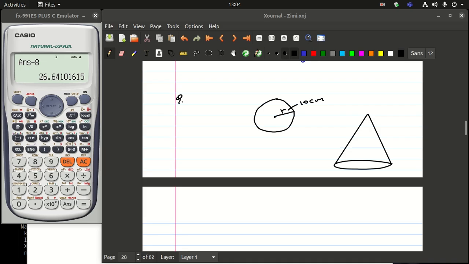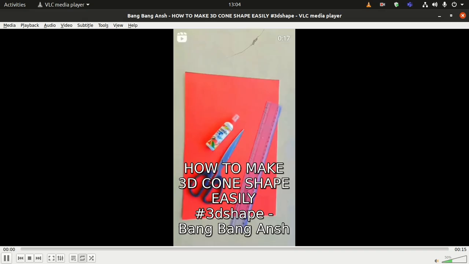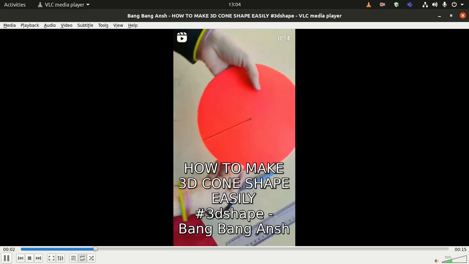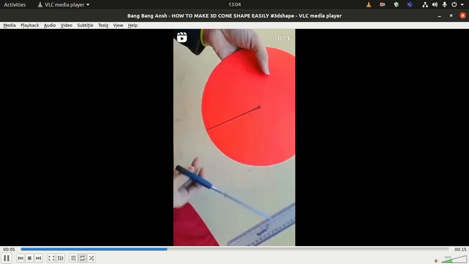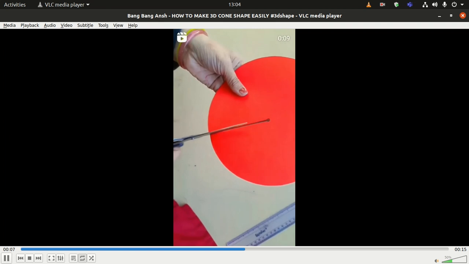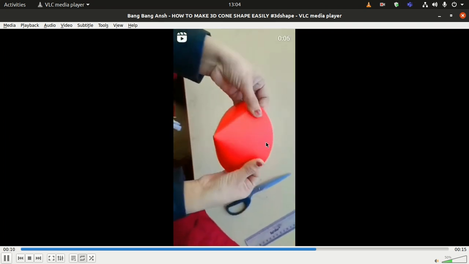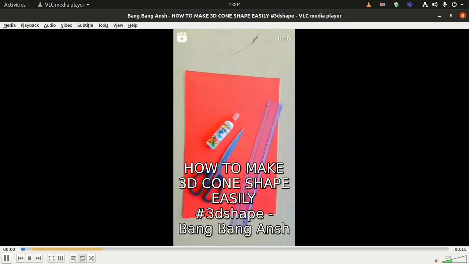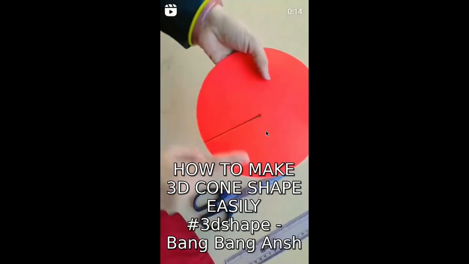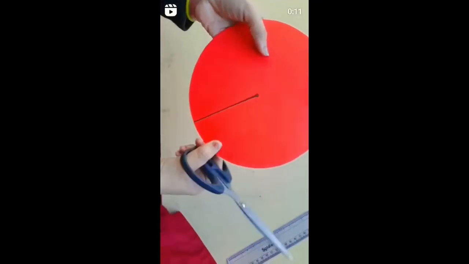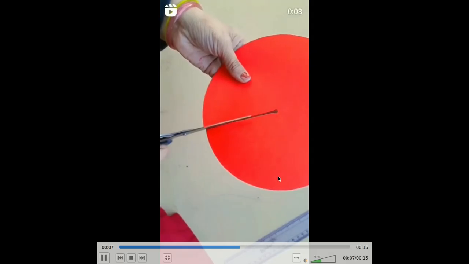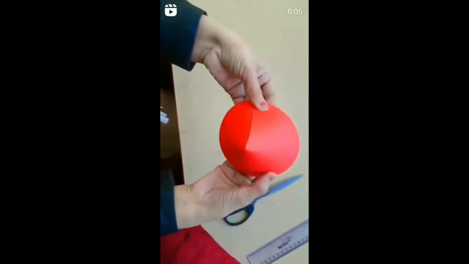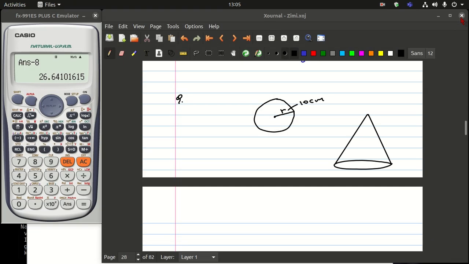This is how it is done. I can't really draw it and show you how this thing is done, but I want you to see this: you have a circle of this kind, and then you cut, and after cutting you fold it, and then you end up getting something like this. That's how we end up creating this cone here. So this is what we will end up getting.